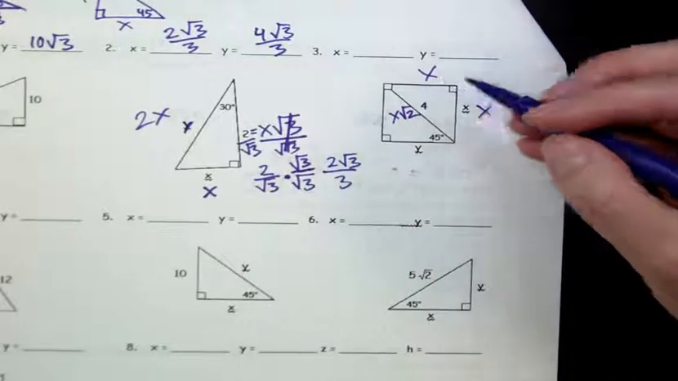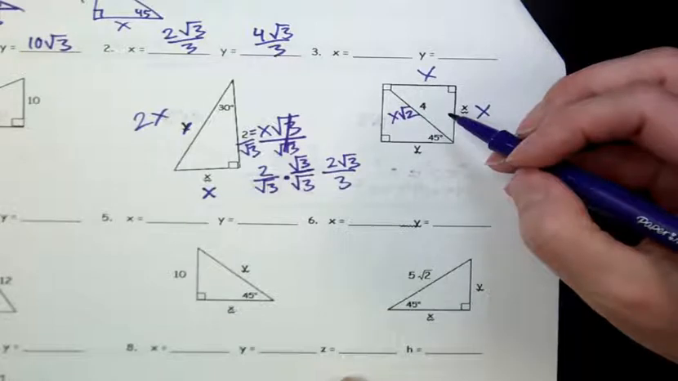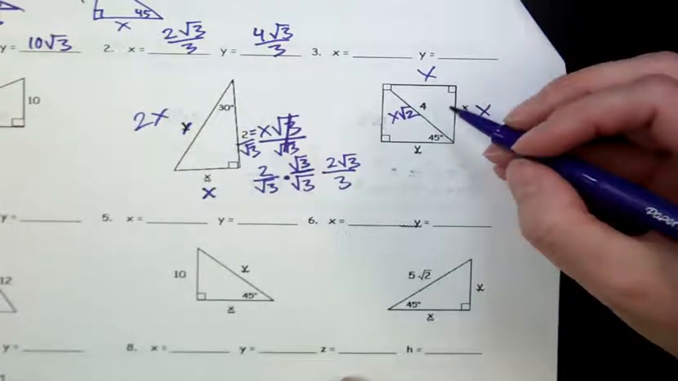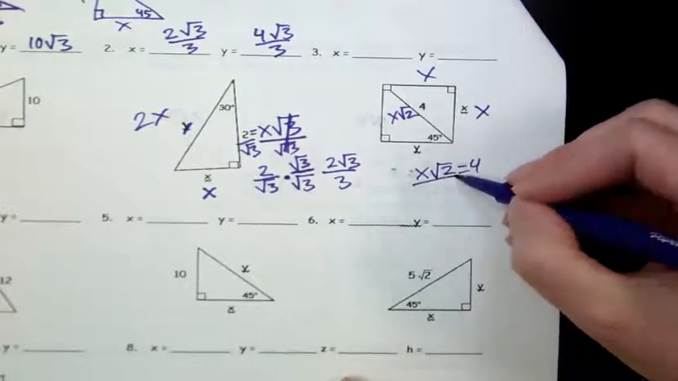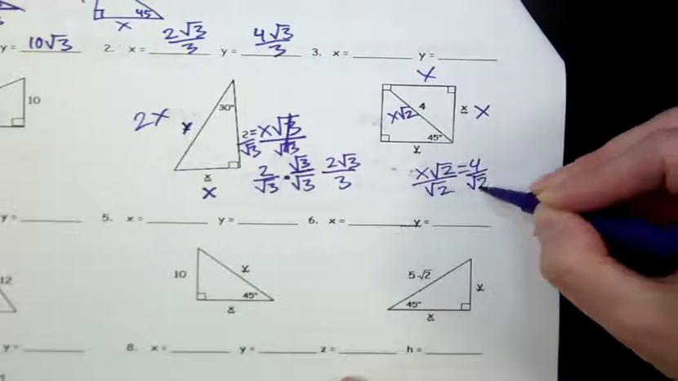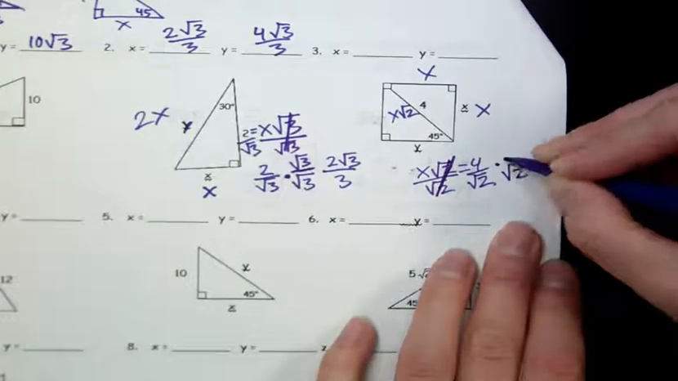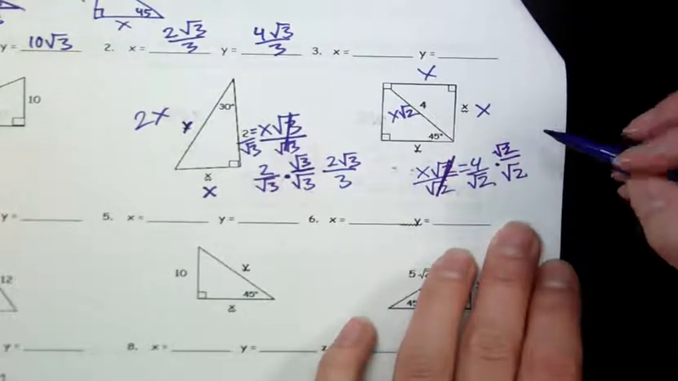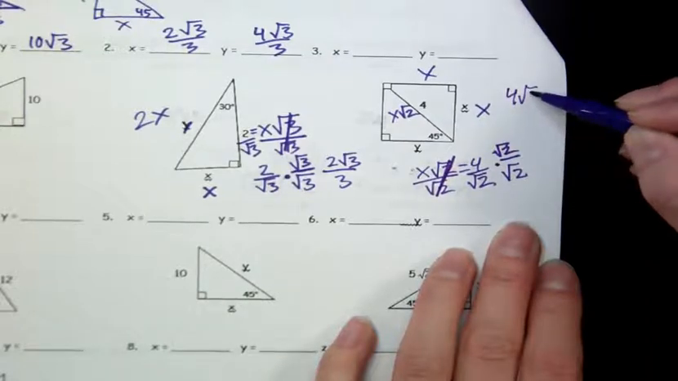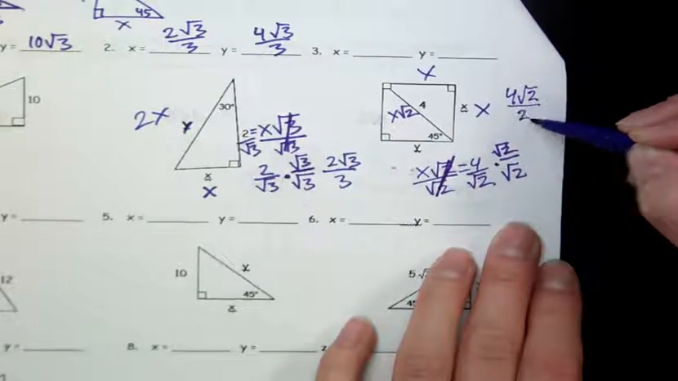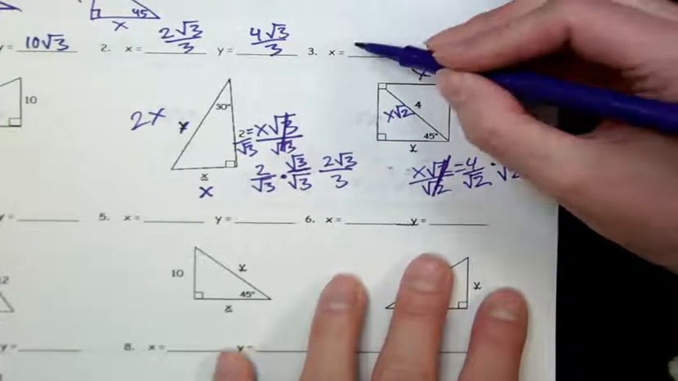And so again, I'm going to have to multiply or divide. Divide. So that's going to be that x root 2 equals 4, divide by root 2, divide by root 2. And then my simplify steps is root 2 over root 2. So that gives me 4 root 2 over whole number 2. Can that reduce? So that just reduces to 2 root 2.